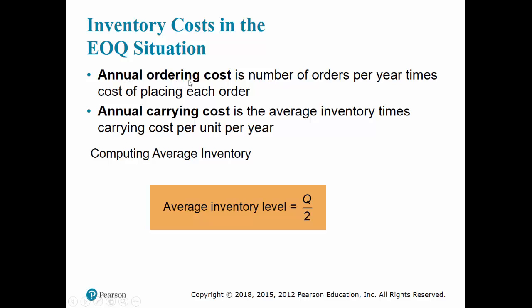Here, ordering cost is how many times we have to place an order, times the cost of placing one order. Okay, so that's ordering cost. Annual carrying cost is the average inventory multiplied by the cost of carrying one unit per year. So, which means that we have to come up with an expression for average inventory. The average inventory turns out to be our order quantity divided by 2.